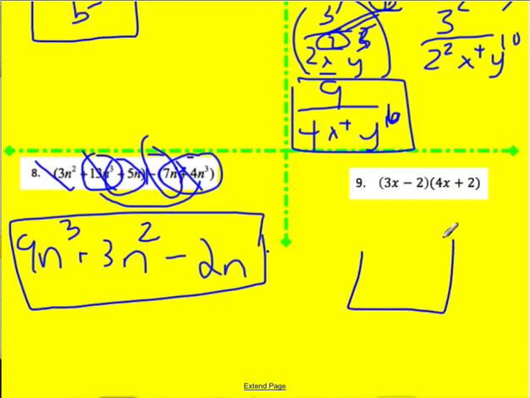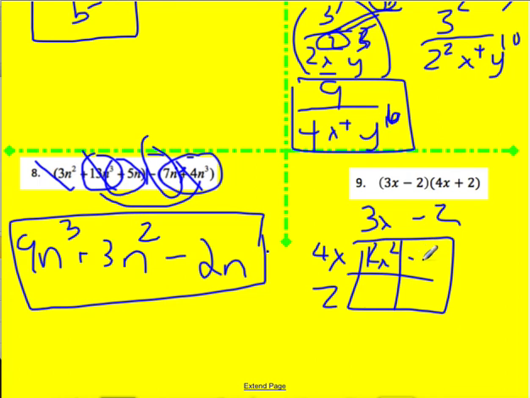To simplify out number 9, I usually use the box method. You can also use a method called FOIL as well. Pick what's easiest for you. So then 4 times 3 is going to give you 12 and then x squared. 4 times negative 2 is negative 8 and then x. 3 times 2 is 6 and then x. 2 times negative 2 is negative 4. So then I get 12x squared minus 8x plus 6x minus 4.